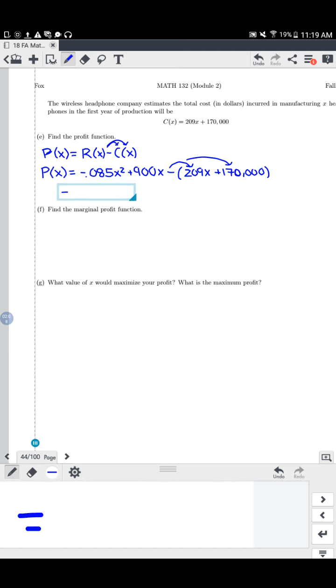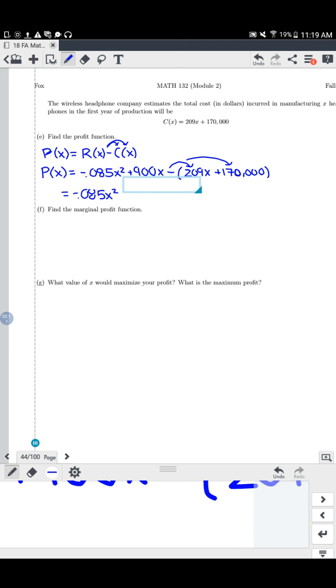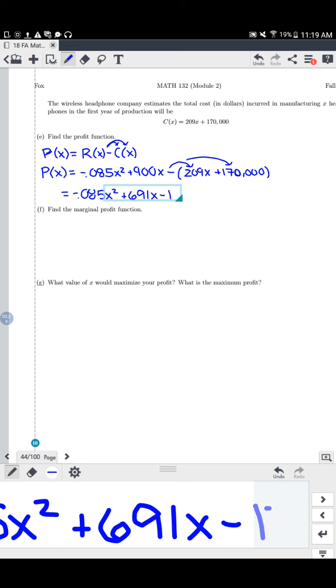So the profit is going to be negative 0.085x squared. No like terms to combine there. But then my 900x is going to have 209x subtracted from it, which is going to leave me with 691x. And then I have minus 170,000 at the end.